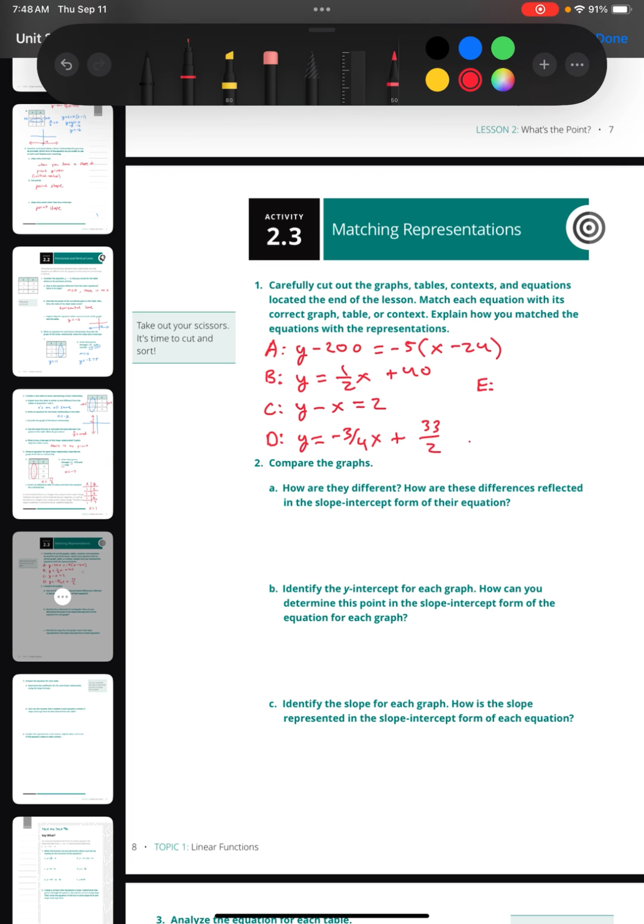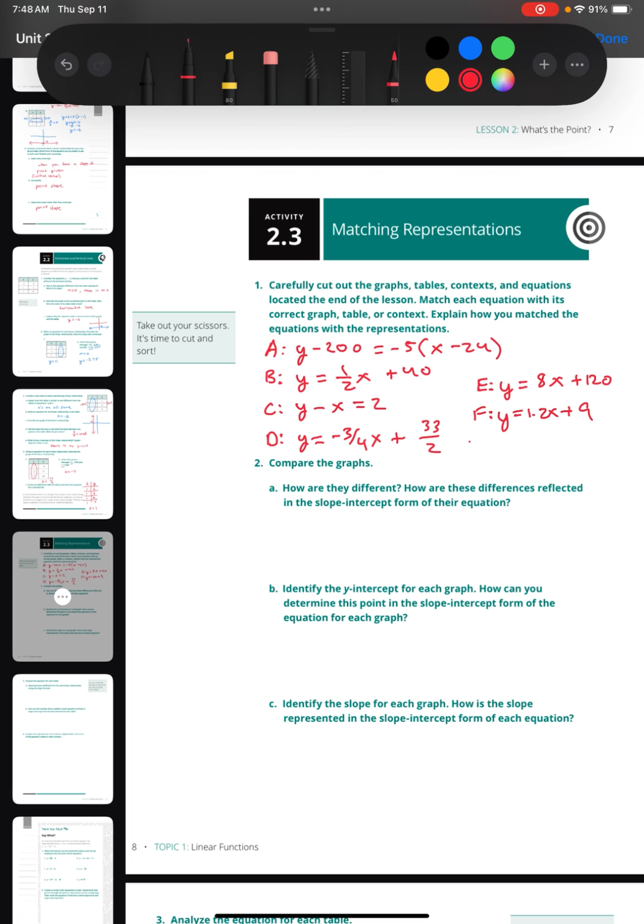And then graph E would match up to the equation y equals 8x plus 120. And then graph F would match up to the equation y equals 1.2x plus 9. Okay, so you can use that to check to make sure you match those correctly.